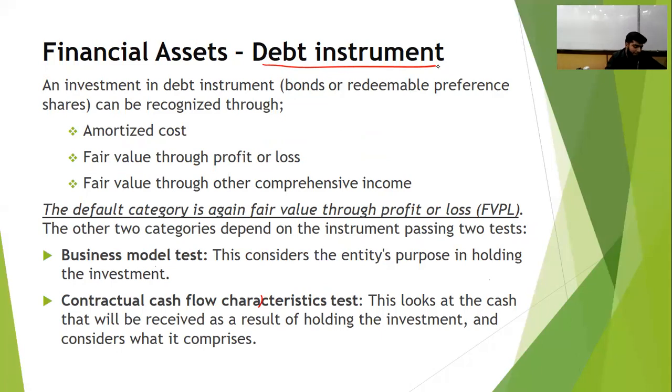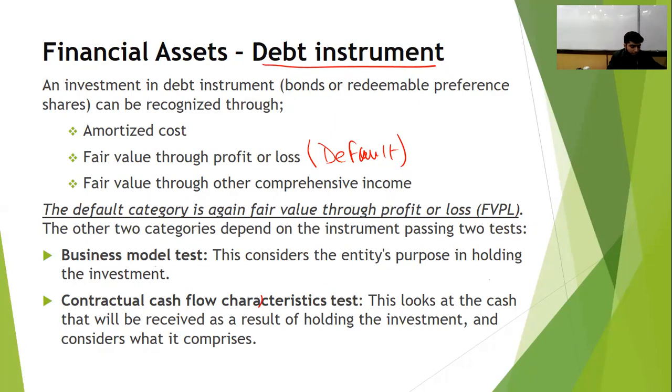An investment in a debt instrument, that is a bond, which may be redeemable preference shares or loan notes, can be recognized through three options: amortized cost, fair value through P&L, and fair value through OCI. Again, fair value through P&L is our default assumption.